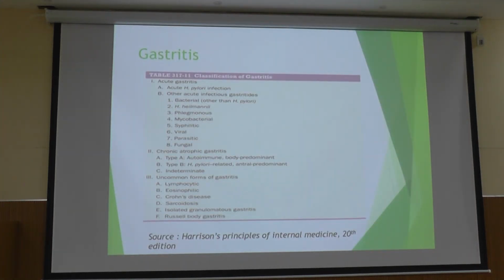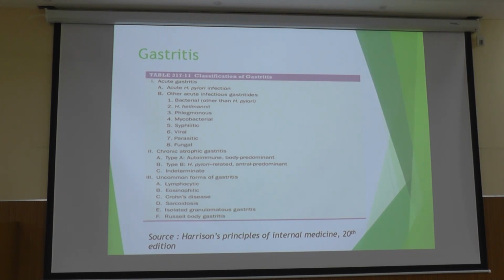The second cause of hematemesis is gastritis. Gastritis can be classified as acute gastritis, chronic atrophic gastritis, or uncommon forms of gastritis. Acute gastritis is mostly due to inflammation, and it's bacterial in origin, due to H. pylori, and some other bacteria like H. heilmannii can also cause acute gastritis.